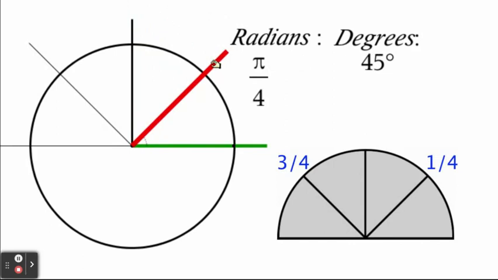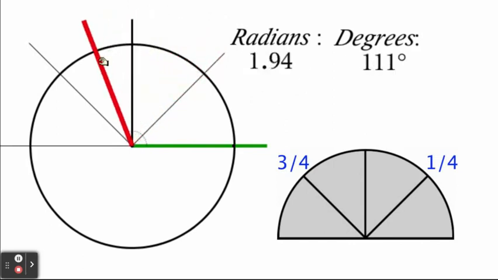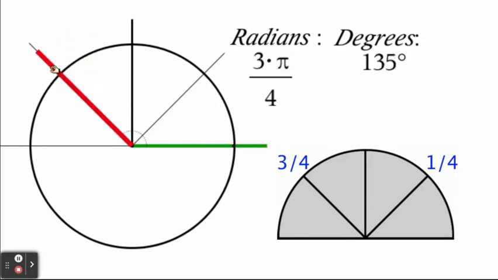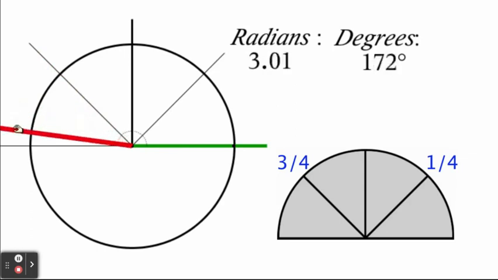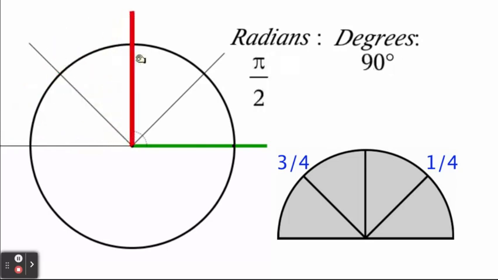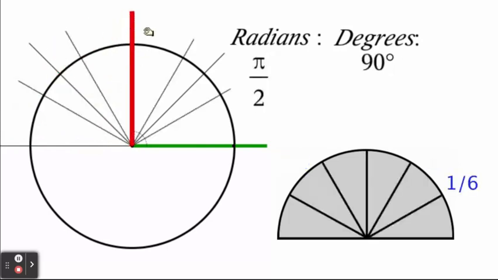And over here we've got 1/4 pi, or just pi over 4. This is the same as 45 degrees. And over here we've got 3/4 pi is 135 degrees. And of course here is 1 complete pi, and that's 180 degrees. But there's a few other important ones. There is 30 degrees, which is 1/6 pi.